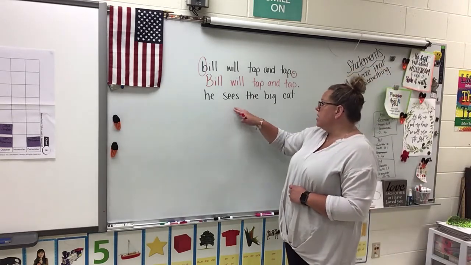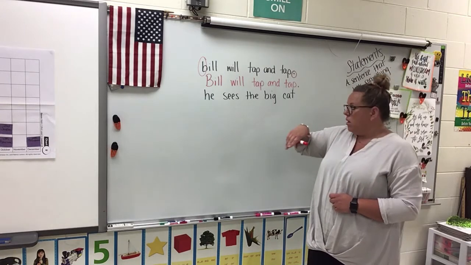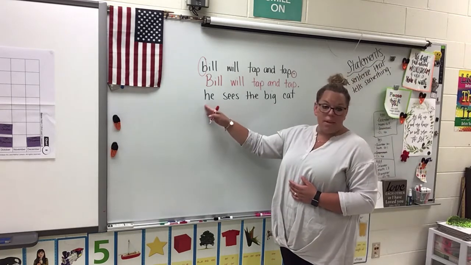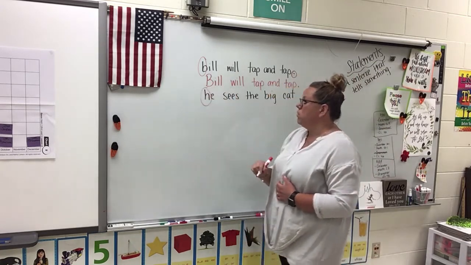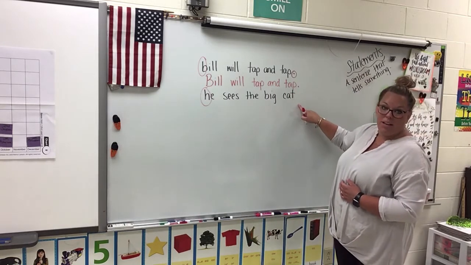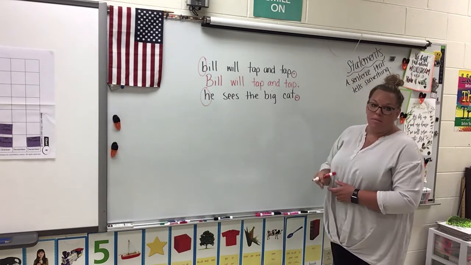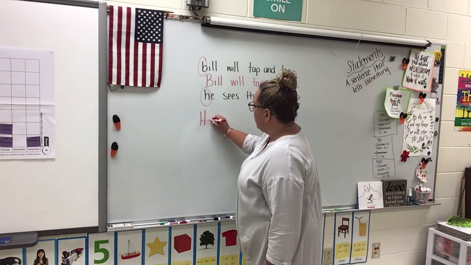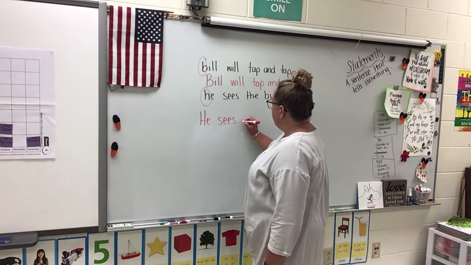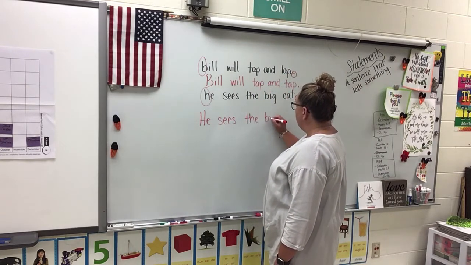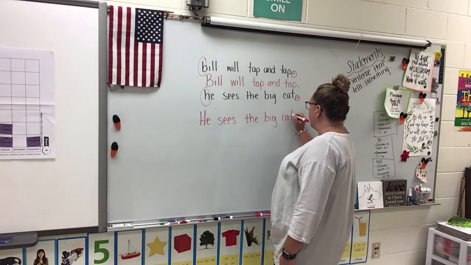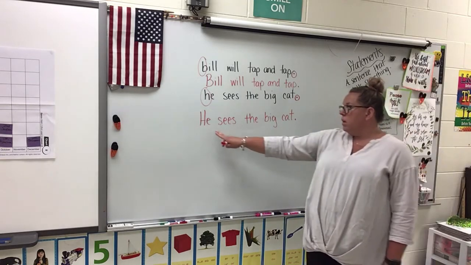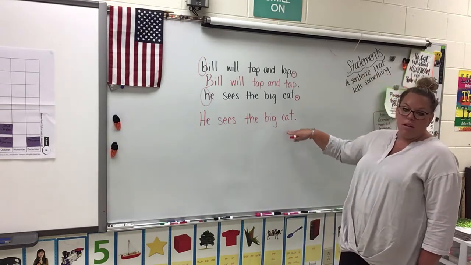Number 2, he sees the big cat. Does our sentence make sense? Yes, it does. Do we have a capital letter? Ooh, no, we don't. He sees the big cat. Do we have a period here? No, we don't have that either. So now we're going to need to rewrite our sentence again. We need to start with a capital H for he. He sees the big cat. I need to make sure that I have a period at the end of my sentence. He sees the big cat.